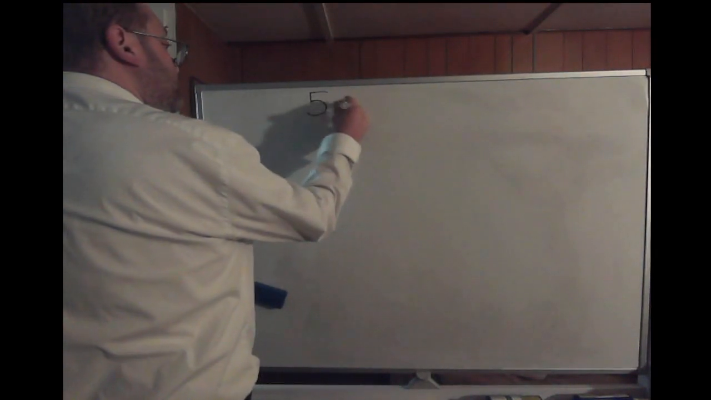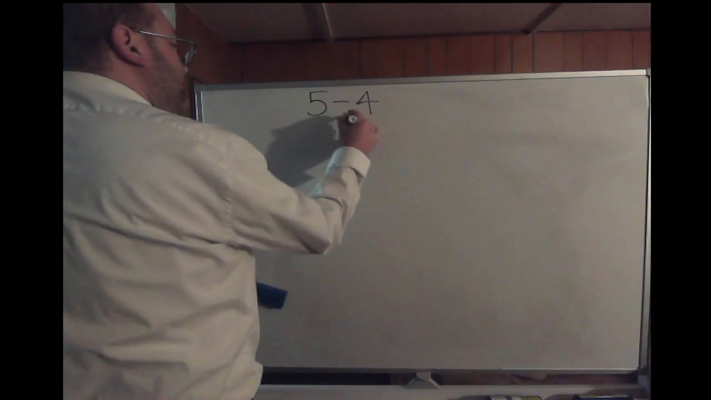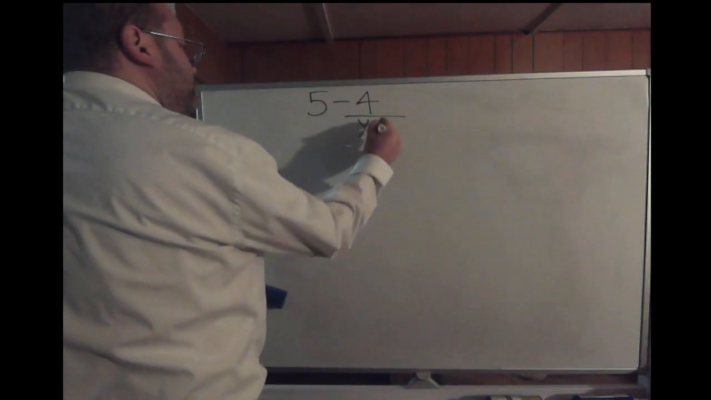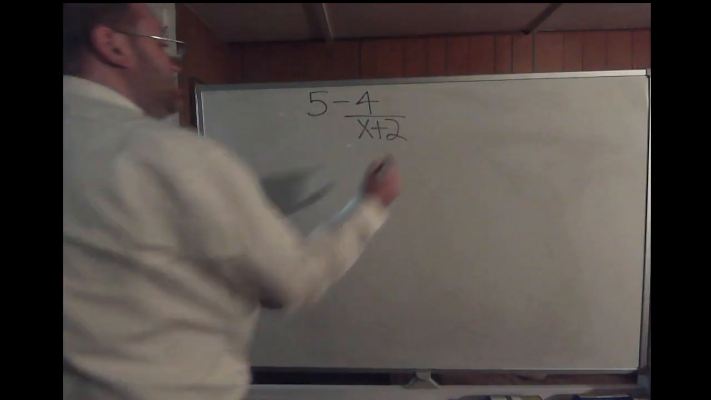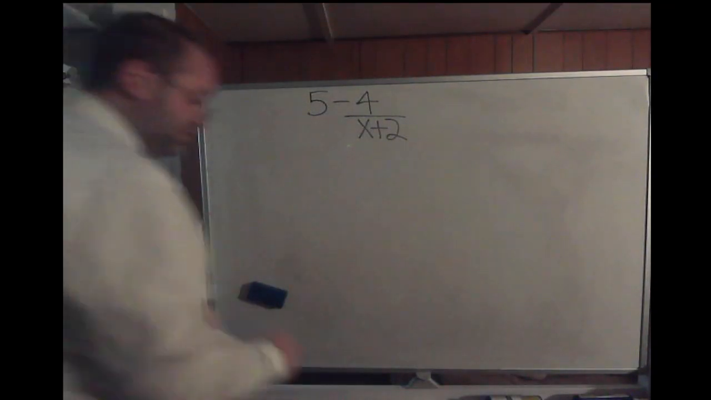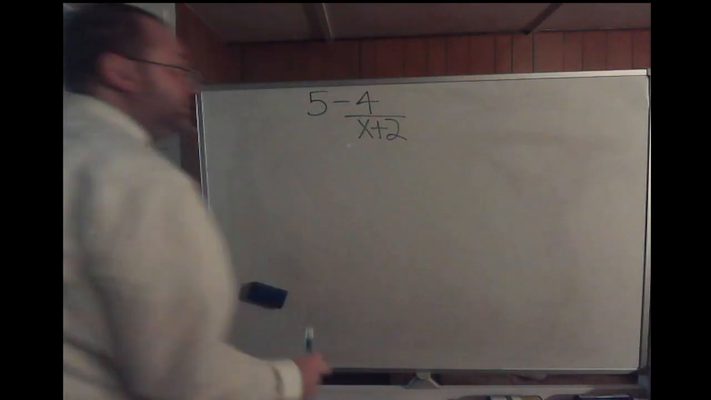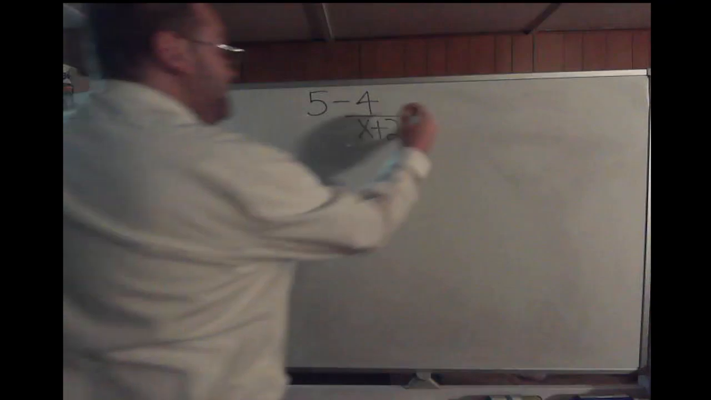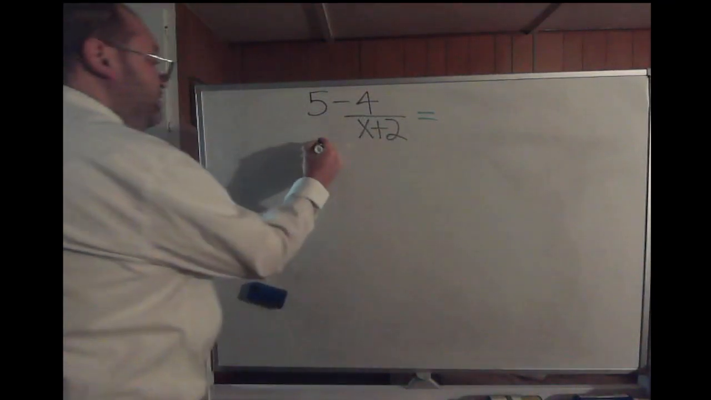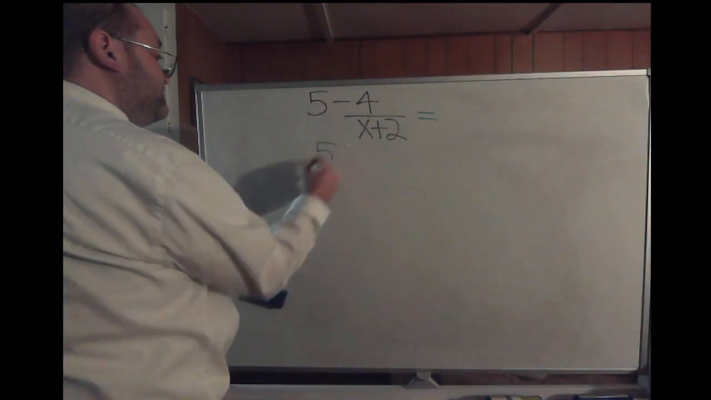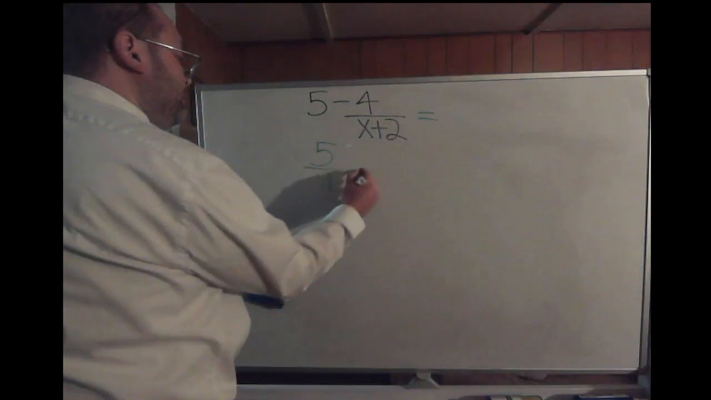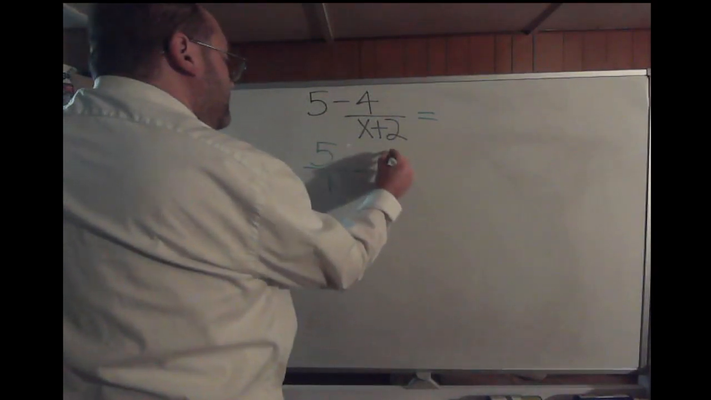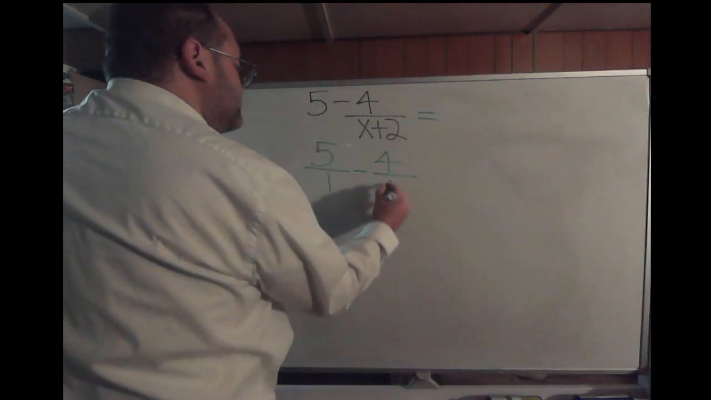Alright, we have 5 minus 4 all over x plus 2. So now we have 5 minus 4 all over x plus 2. Well, that 5 has a default denominator of 1, so we can write that as 5 over 1 minus 4 all over x plus 2.